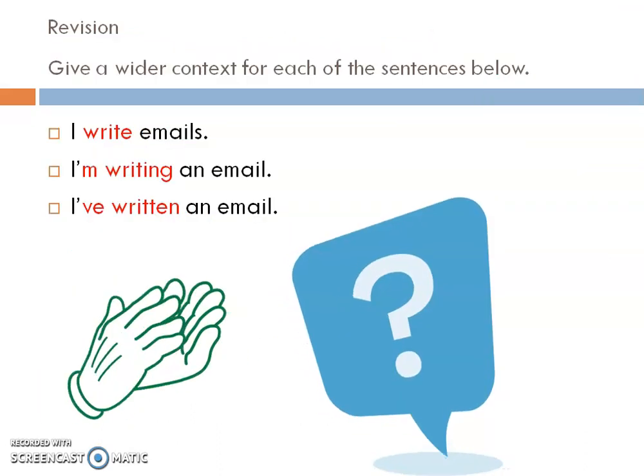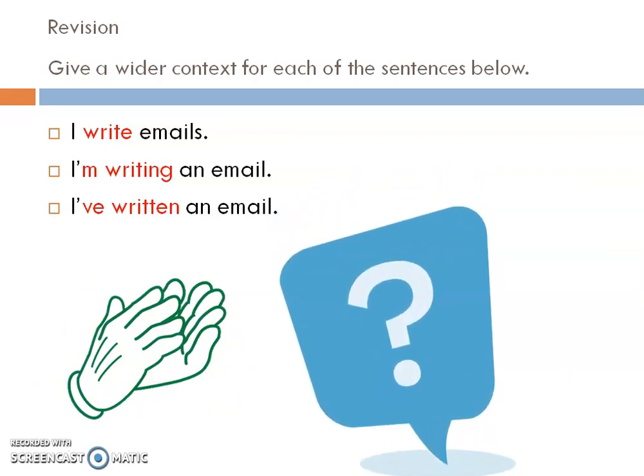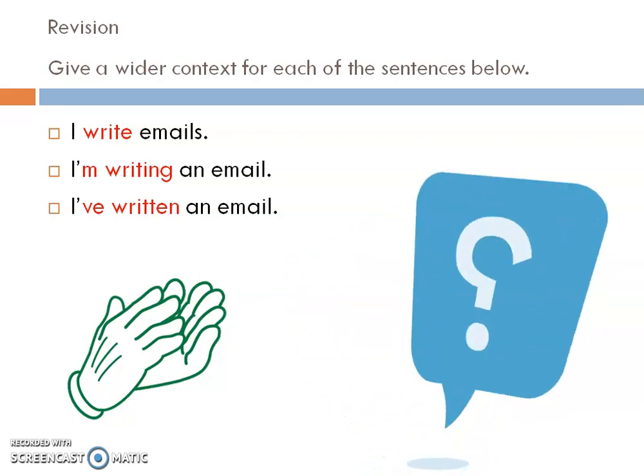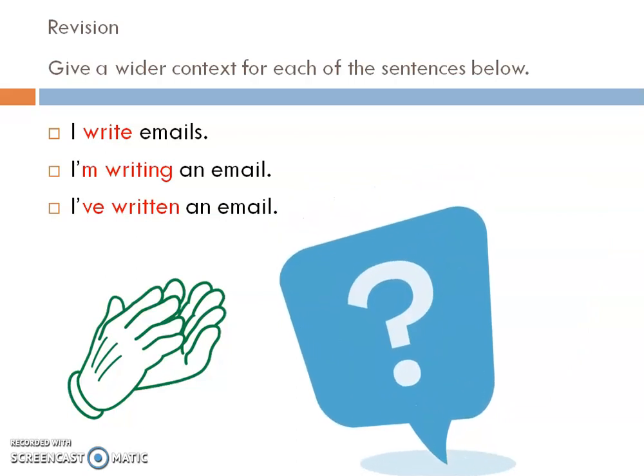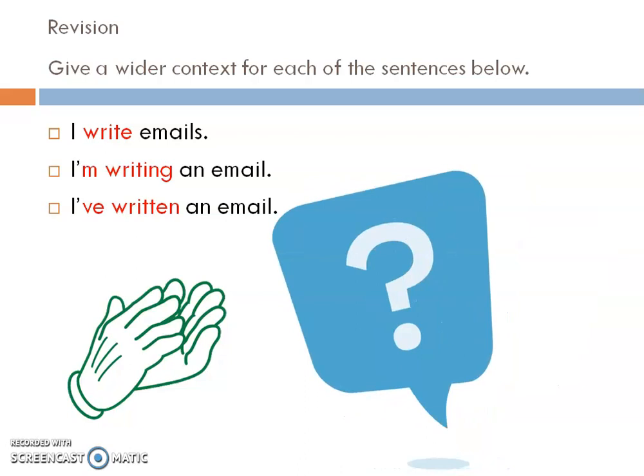And another homework is you have on the screen 3 sentences. I write emails, present simple. I'm writing an email, present continuous. And I've written an email, present perfect tense. You have here to give a wider context to these sentences, so to enlarge them, to expand these sentences into longer ones using proper time expressions as the ones we mentioned before.